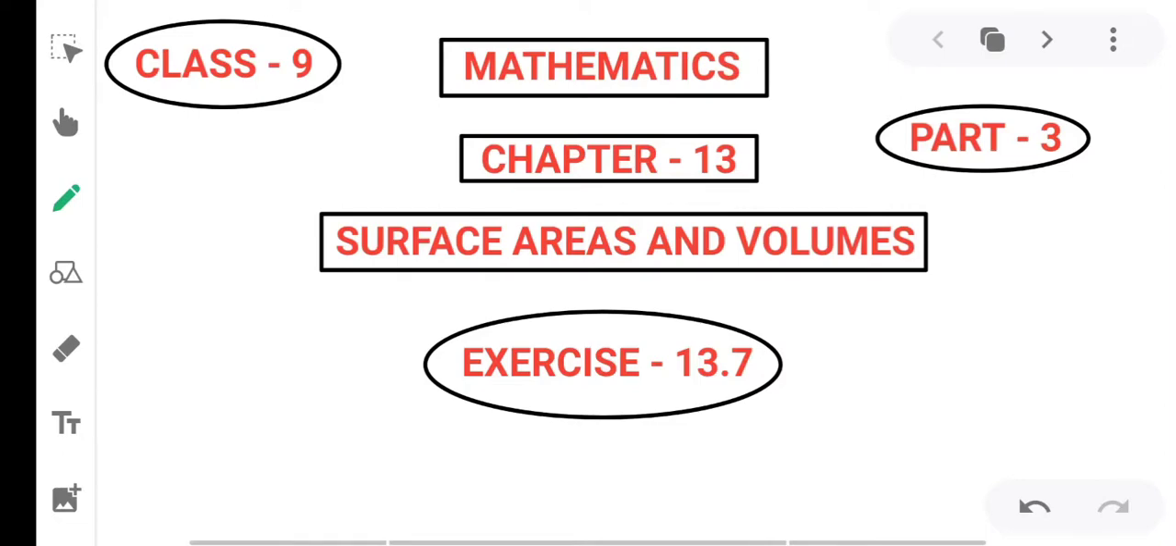In the last video, we completed exercise 13.6, and I hope you have done all the questions in the fair book and you all understood the concept of the cylinder, right? Because in the last exercise 13.6, we did the questions of the cylinder, and the two questions, number 4 and 5, that were remaining. So I hope you were able to do all those questions very easily, right?